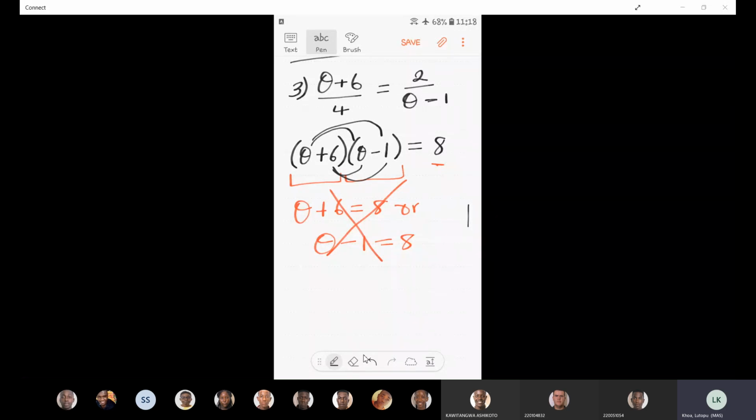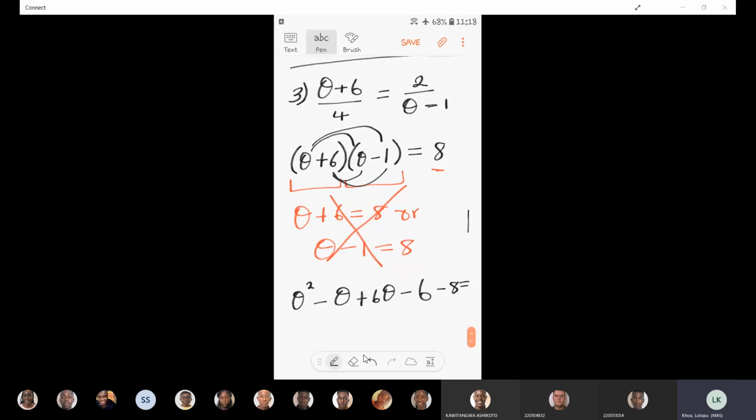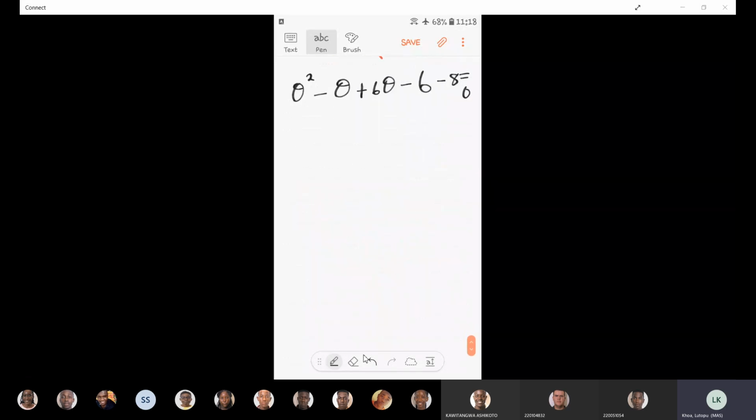have it in standard form. So theta times theta, I will get theta squared. Theta times minus 1, that is minus theta. 6 times theta is 6 theta. And then 6 times minus 1, this is minus 6. And then when I subtract 8 on both sides, I will get equal to 0.